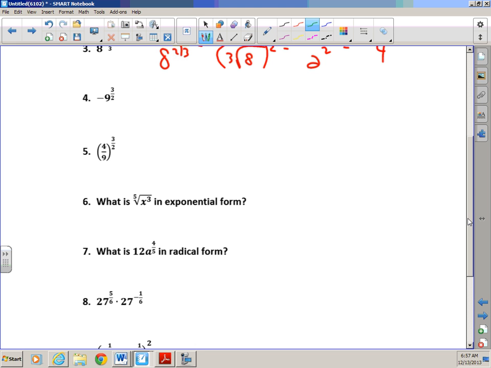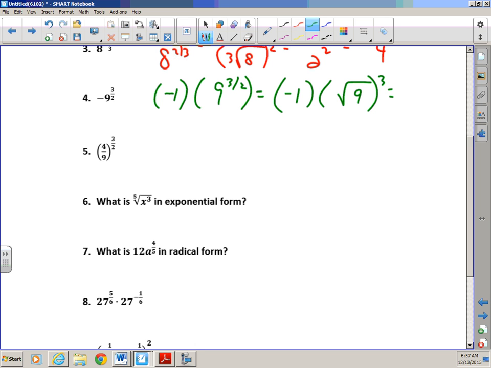Negative 9 to the 3/2 is negative 1 times 9 to the 3/2, which is negative 1 times the square root. You don't need to write the root of 2. You can. So that's negative 1 times 3 cubed. So that's negative 27.